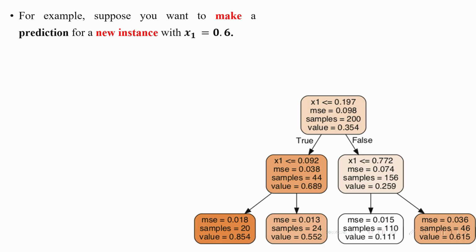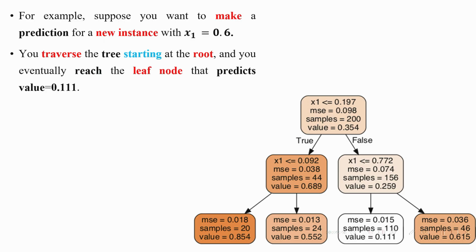Now, for example, suppose you want to make a prediction for a new instance x1 equal to 0.6. At that time, we are going to traverse the tree starting at the root node and eventually reach the leaf node that predicts the value 0.11. So our aim is x1 equal to 0.6.